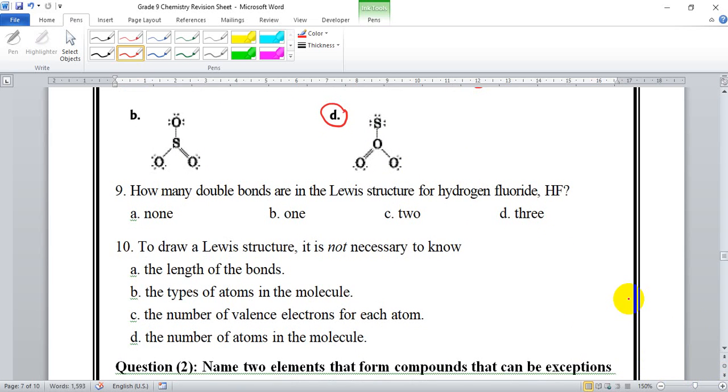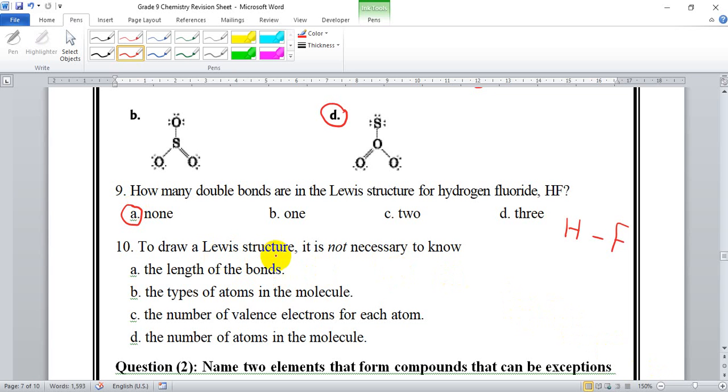How many double bonds are in the Lewis structure for hydrogen fluoride? HF. Double bond. You know that? HF. Only one single bond. So none. No double bonds.